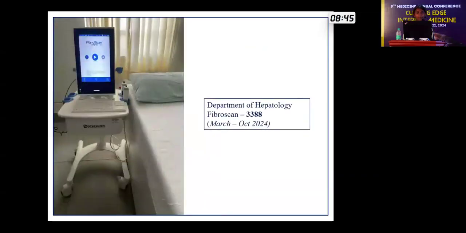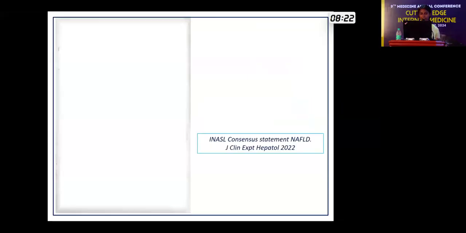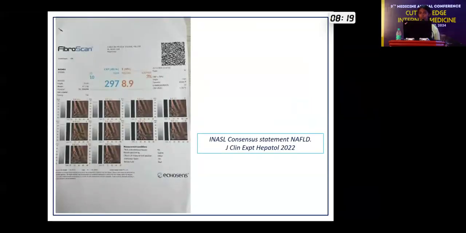Now this is a picture of a fibroscan. It's there in our OPD. This is just to show you that it is a very small, portable machine. It's a point of care machine and it is done by our registrars and nurses. Till date, we've done around 3,000 over the last 6 months. And it gives you a value in hand within 5 minutes. And it helps you prognosticate patients with clinically significant portal hypertension. So this is how a report looks like.